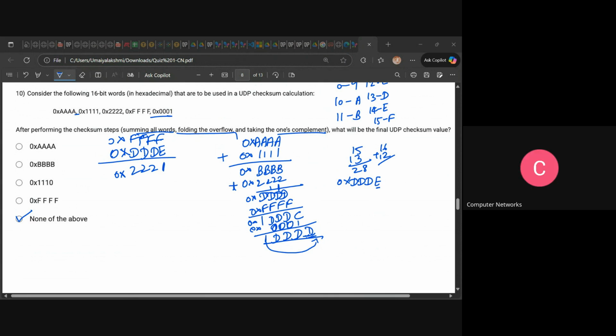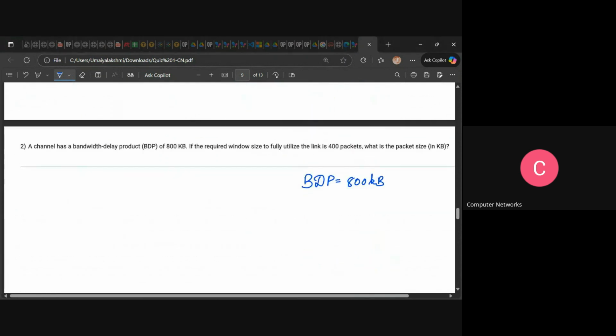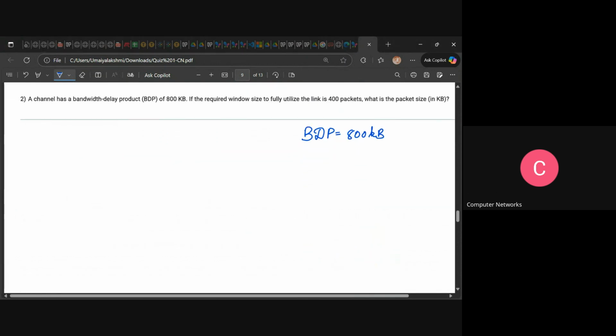All right, so proceeding with the next question, people. We have the bandwidth delay of 800 kb, and they have said that the required window size to fully utilize the link is 400 packets. So now they're asking what is the packet size. How to calculate this?